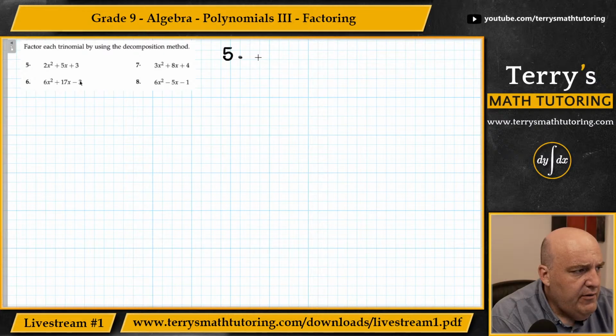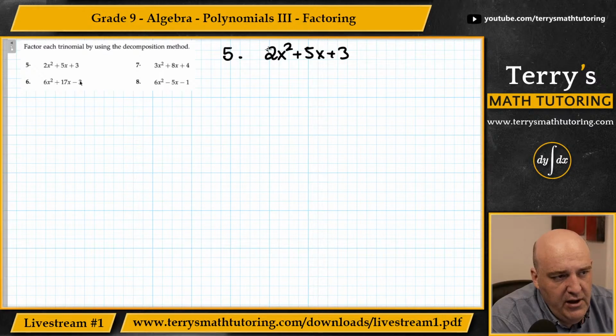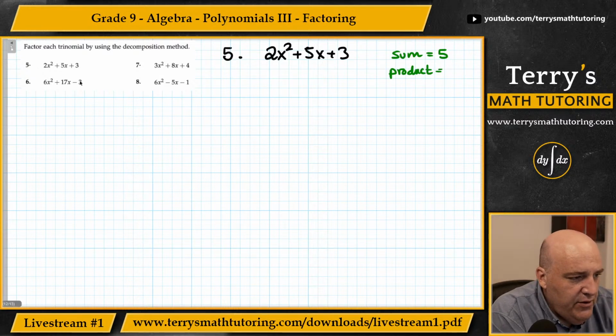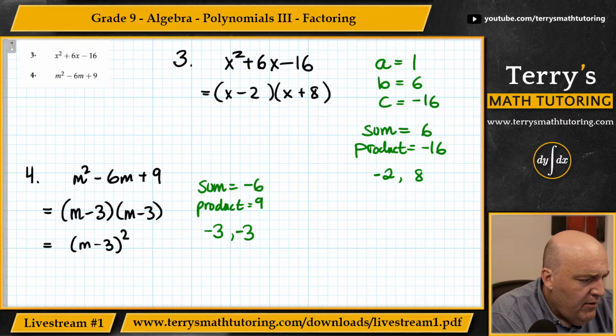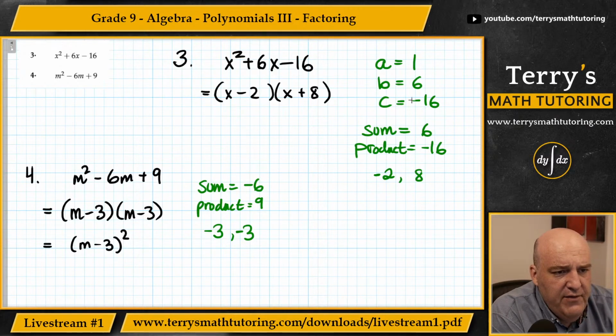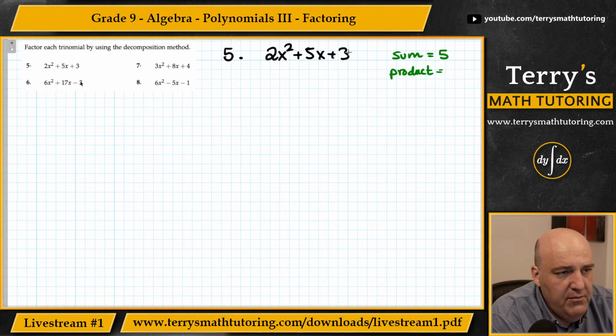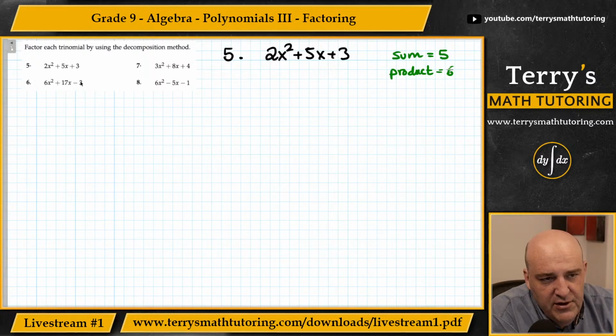So for number 5 here, we know what a, b, and c are, right? A is 2, b is 5, c is 3. So our sum needs to be b, which is 5, positive 5. And our product, a lot of students get in a bad habit when they do these ones because they just think the c value is always the product number, but it's not true. The product is a times c, and here it really matters. We do not want to write a 3 here. We want to write 2 times 3, which is 6. And then coincidentally, the two numbers that work here are obviously 2 and 3.